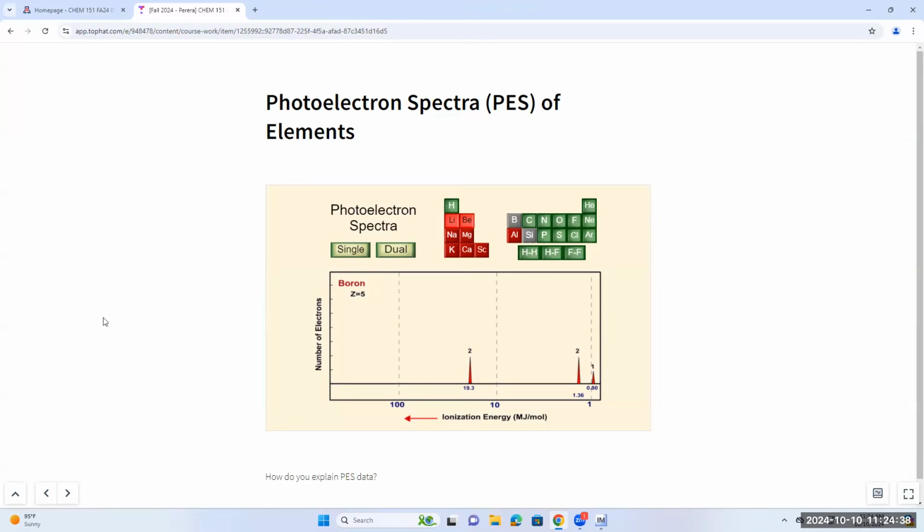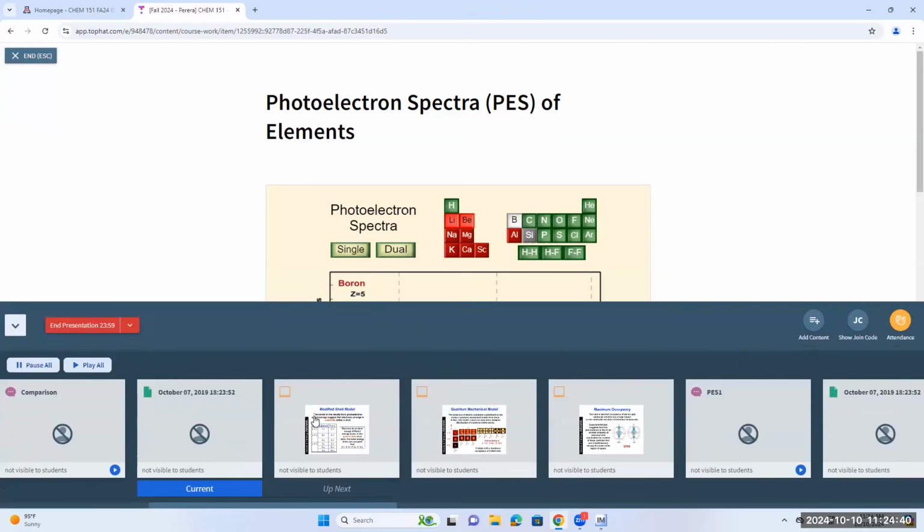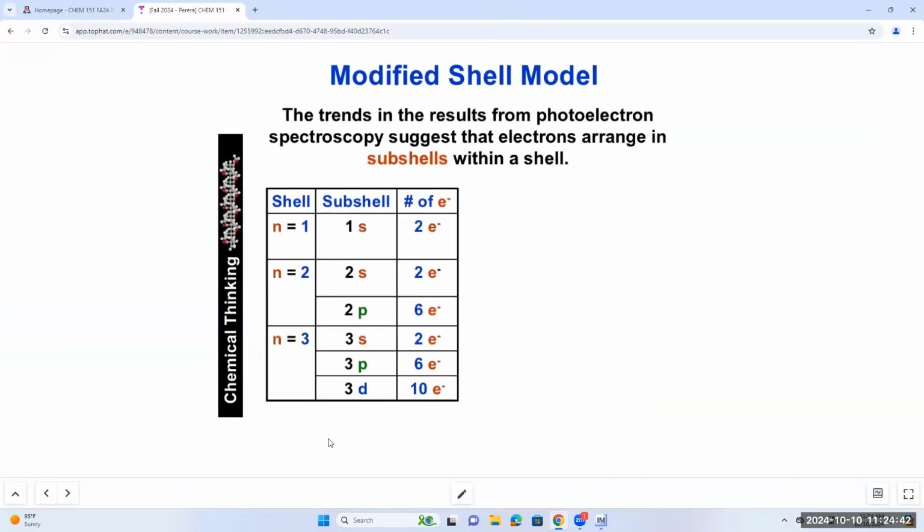So here's how it goes. I'm going to show you this. According to the modified shell model, the first shell has only one subshell that is called 1s. It has a capacity of 2 electrons. And the second shell has 2 subshells. You have a question, sir? TS, can you go there and see if they have a question?